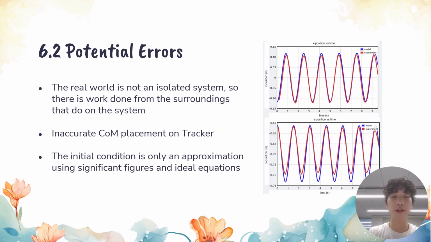And then there are some potential errors. For example, the real world is not actually an isolated system, so the work done by the surroundings on the system can contribute to some difference in the graph. And then also when I do the calibration, I sometimes point the center of mass not at the middle part of the object, so it might cause some inaccuracies. And then finally, the initial condition is only an approximation because it used only some significant figures. So you can see there's a little bit of difference between the red and blue curves.